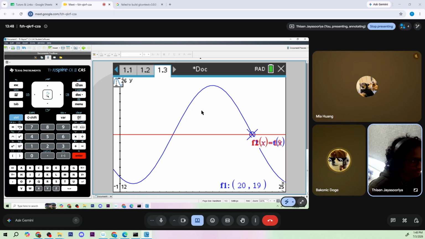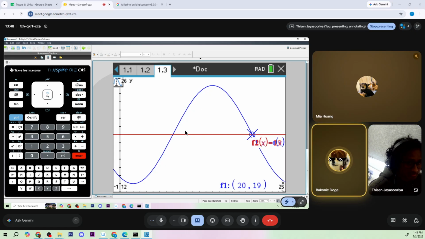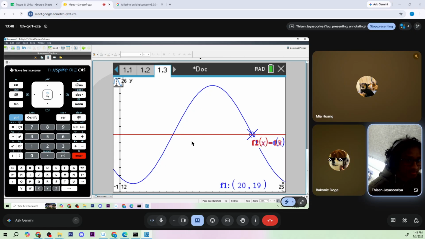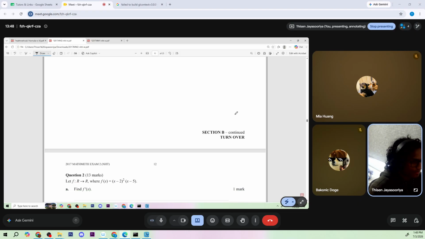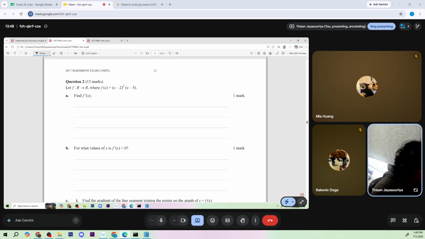Wait, so it most rapidly decreases at the median line? Yeah, it most rapidly decreases at the median line. All right. Make sense? Okay. Sure. So I have the next question over here.